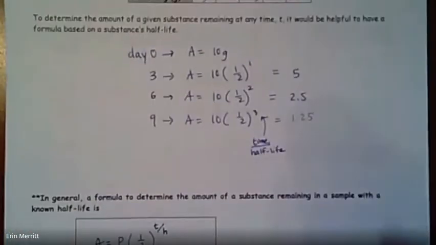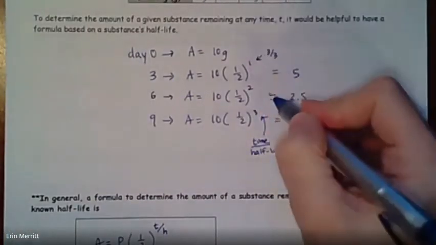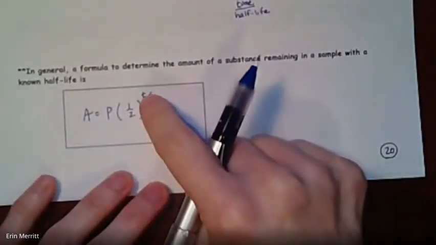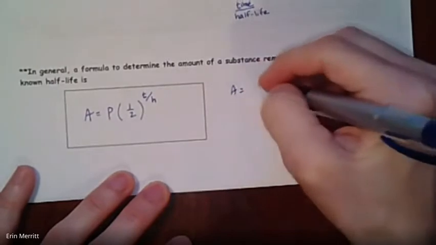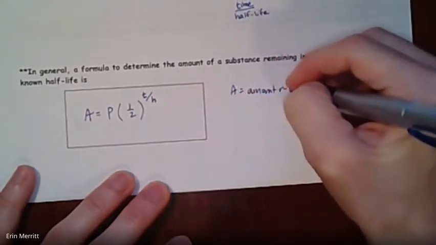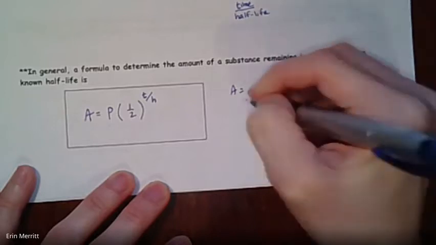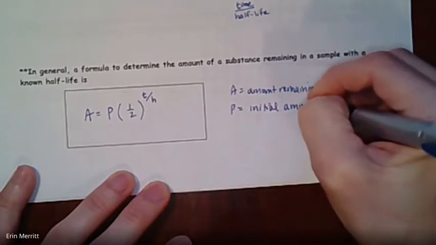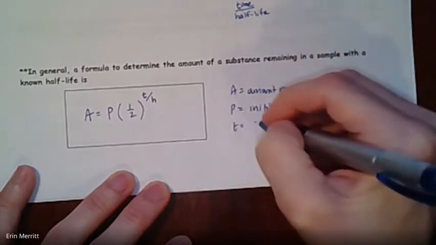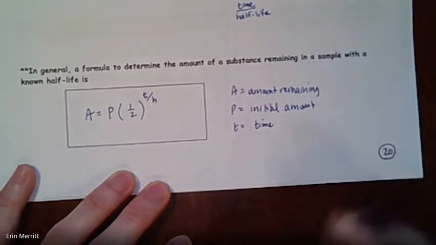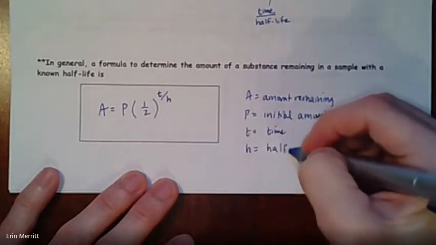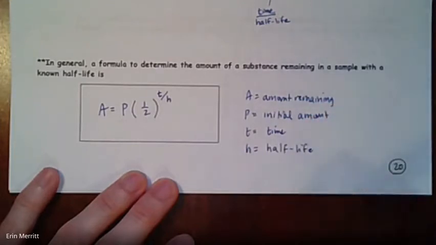Which hopefully makes sense when you look at these, because that would have been 3 days divided by 3. That would have been 6 days divided by 3. This was 9 days divided by 3. So in general, number of days or the amount of time divided by the half-life. So let's just clarify. This is the amount remaining. P is always that principal amount, or we can say initial amount. T is time. It'll depend on days or years and so on, depending on the context of the question. And then H is the length of the half-life.